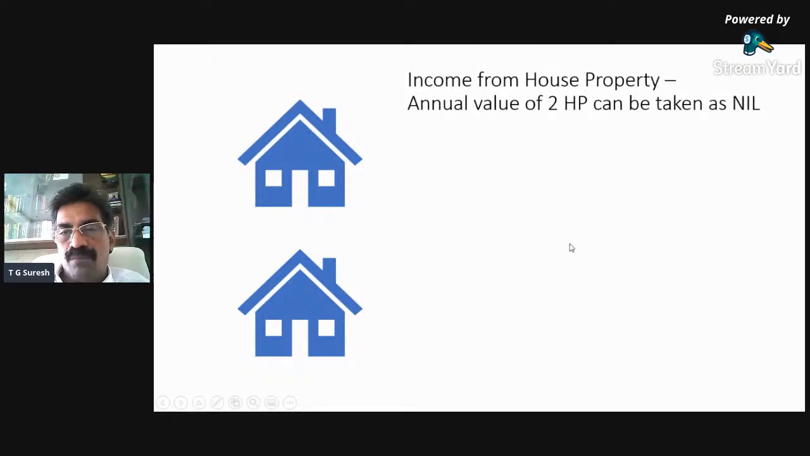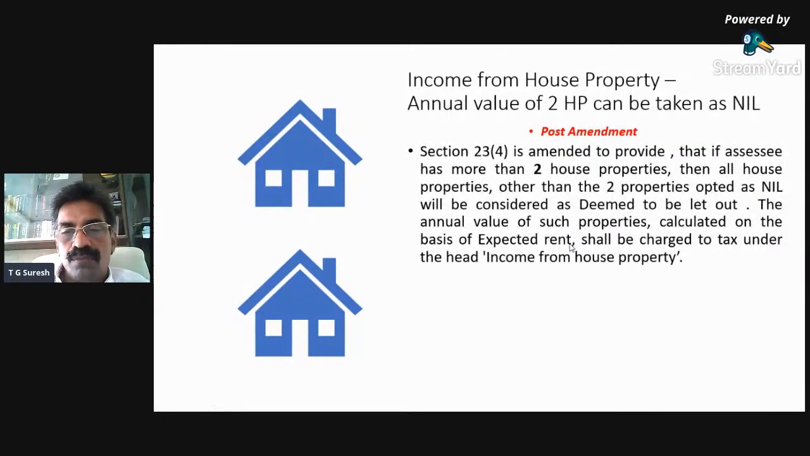Interestingly, no amendment was carried out in 23(2), but the amendment was carried out only in 23(4). So what is 23(4) saying? If the assessee has more than two house properties, then all the other properties other than the two properties, nil, will be considered as deemed to be let out. So that means from assessment year 2021, the concept of deemed to be let out starts only from the third property.